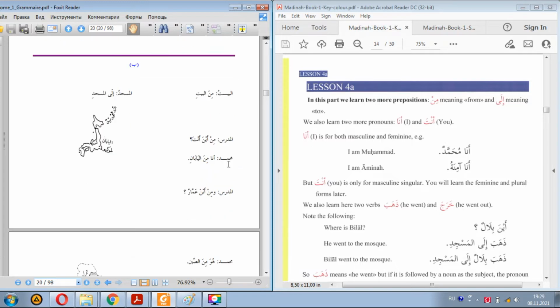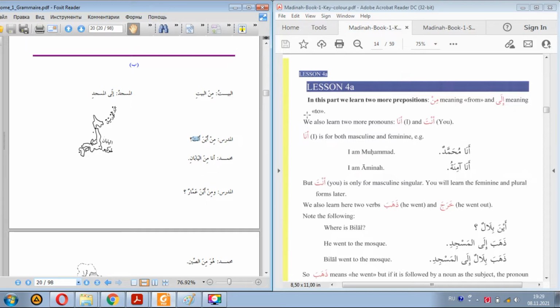Al-mudarris, min ayna anta, where are you from? Muhammad, min ayna anta, that's how they say it in the Arabic language. Muhammad says, Ana min al-Yaban, I'm from Japan, or however you pronounce it. Min al-Yaban, Japan.